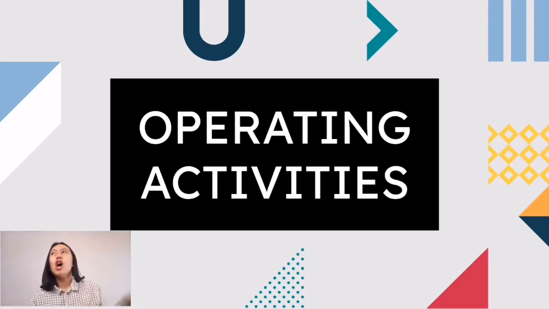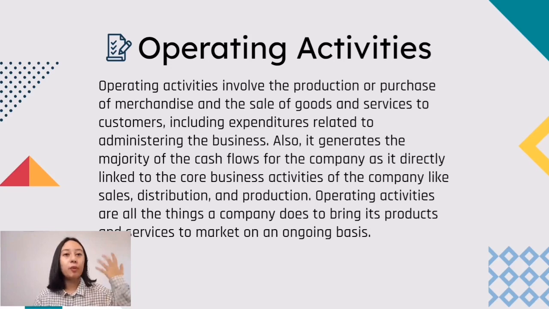Hi, I'm Kathleen. Operating activities involve the production or purchase of merchandise and the sale of goods or services to customers, including expenditures related to administering the business. Also, it generates the majority of the cash flows of the company as it is directly linked to the core business activities of the companies like sales, distribution, and production.